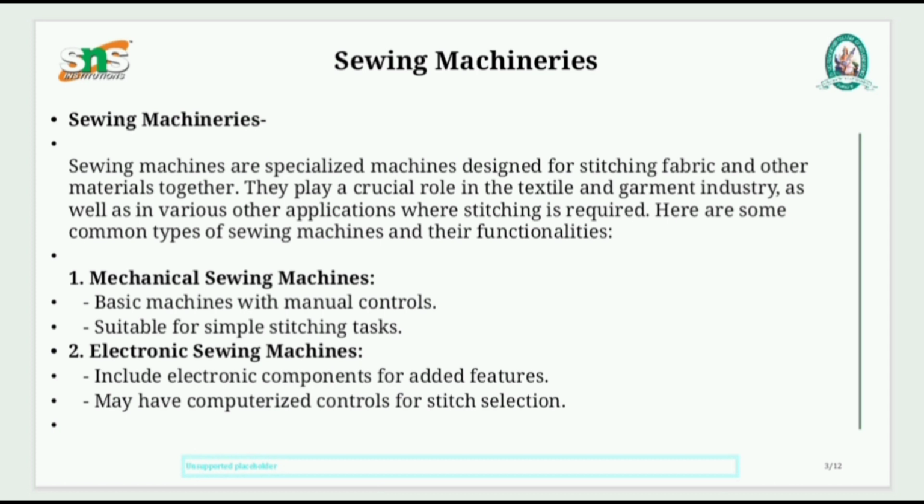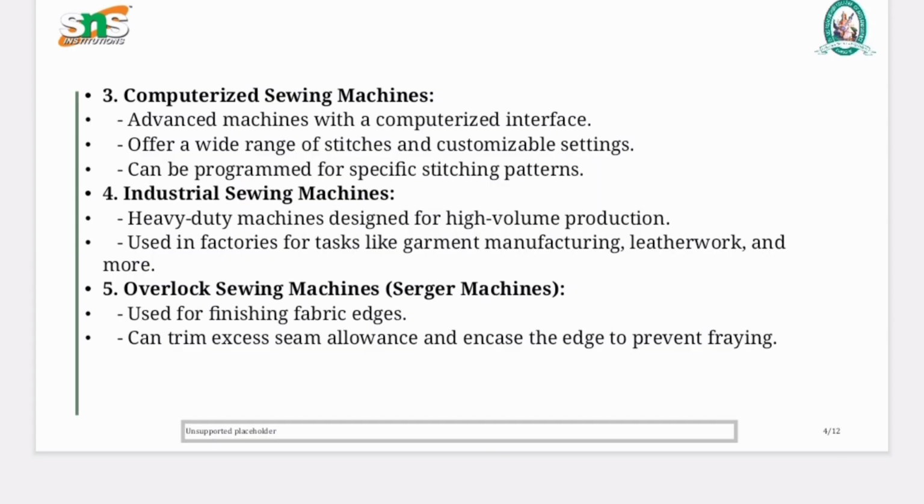Industrial sewing machines are designed for heavy-duty and high-volume production, used in factories for tasks like garment manufacturing, upholstery, and leatherwork. Domestic sewing machines are intended for home use, common in various types, including mechanical, electronic, and computerized models. Embroidery machines, specifically designed for adding decorative stitching and patterns, can be stand-alone or combined with sewing functions.